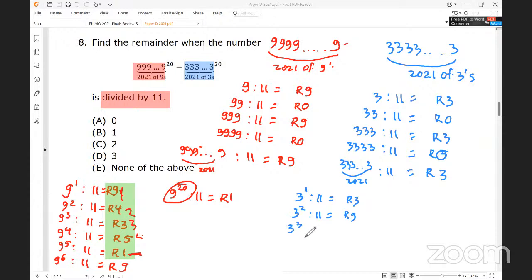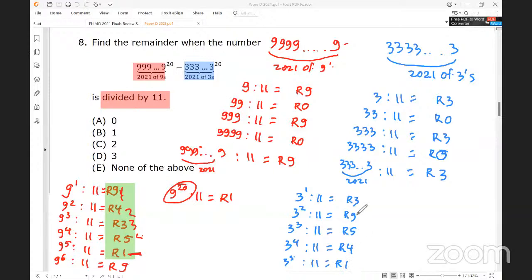3 to the power of 3 divided by 11. Remainder is 5. 3 to the power of 4 divided by 11. The remainder is 4. 3 to the power of 5 divided by 11. Then the remainder is 1.